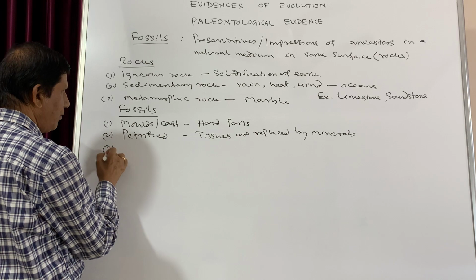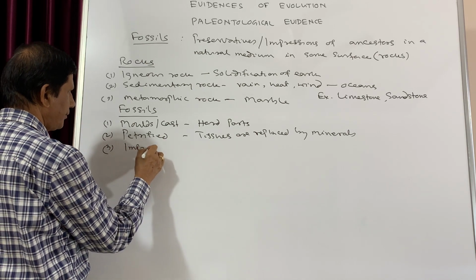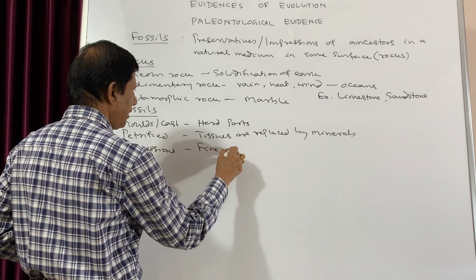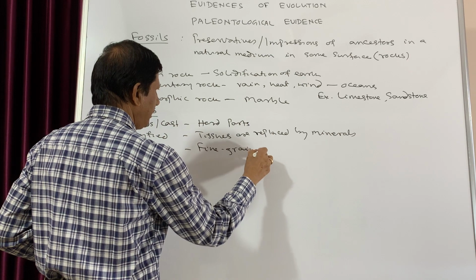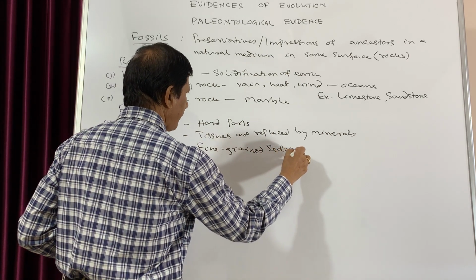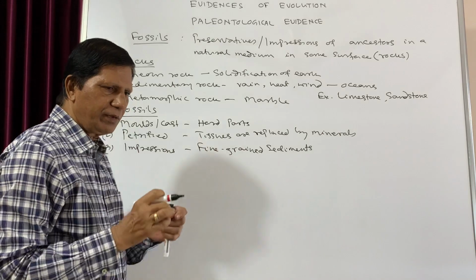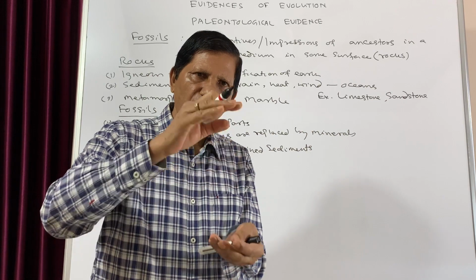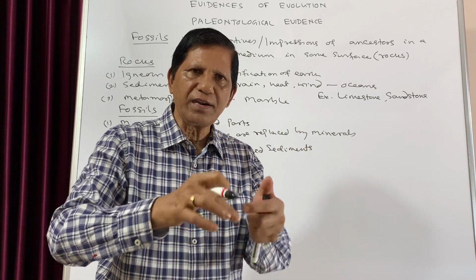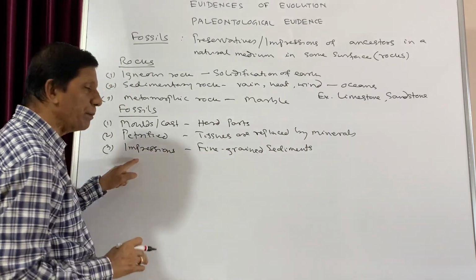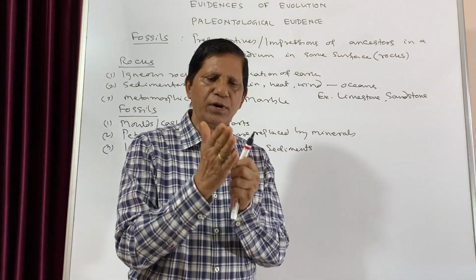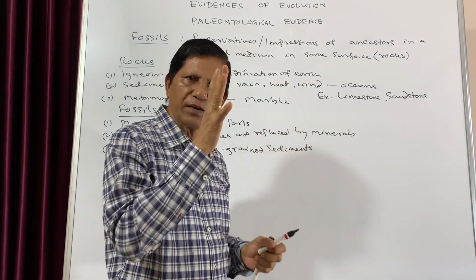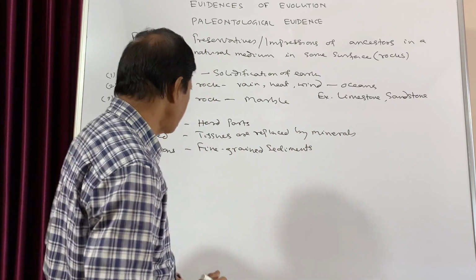And the third one is impressions. So these are usually fine grained sediments. That means in the very fine grain form, they are just in the rock surface, they are in form of different lines. That is the impression. Suppose we put ink in our palm and we put it on a board, so like that will give one impression. So like that the impressions are formed.